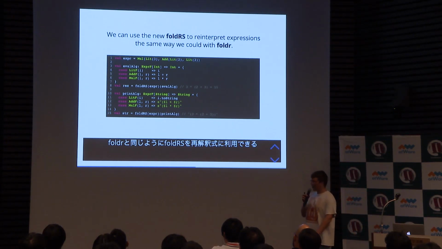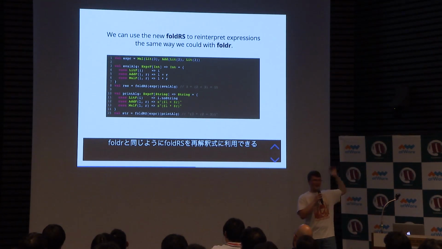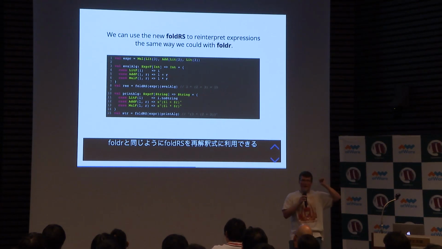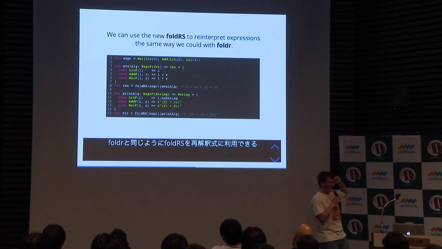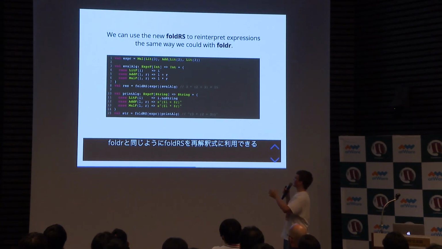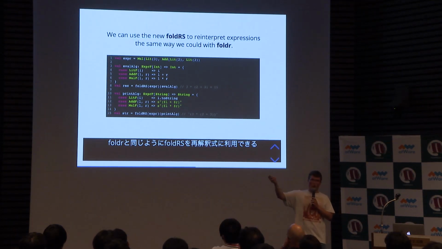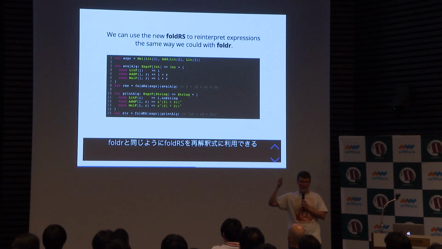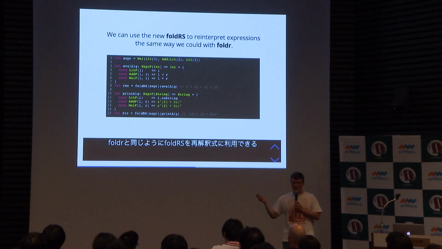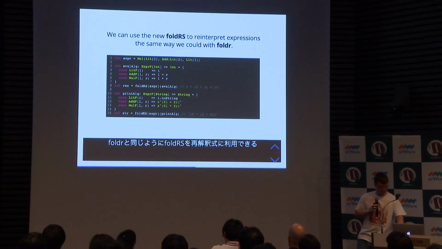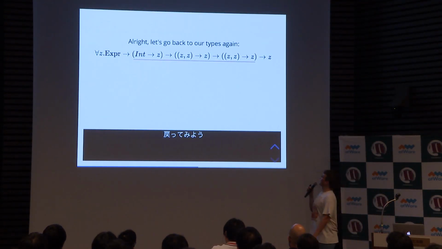Okay. Now, what's interesting is that we haven't lost any power by going to this different representation of our fold function. Using our fold rs function, we can similarly express evaluation, or we can convert our expression to strings. And that's because what we were doing, we were just transforming one type into an isomorphic type, right? So we haven't really lost any of the power. We are sort of going between different representations of the same idea. Now let's go back to our types again.